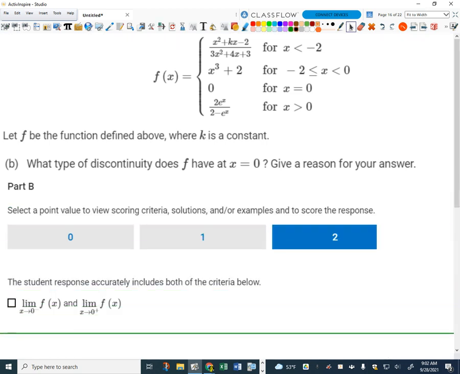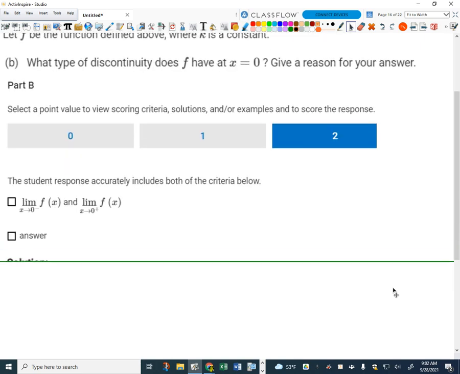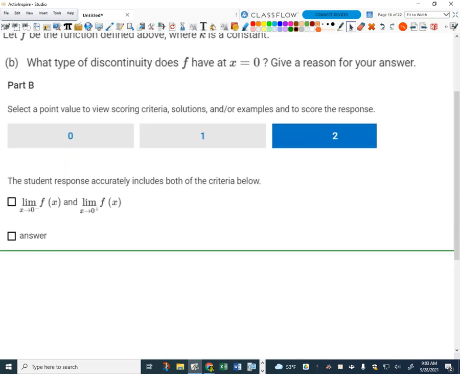So this is a 2-pointer. Here's what you're evaluated on. The 2 points they're looking for are taking the limit from the left and the limit from the right, and the correct answer. Okay, that's it.